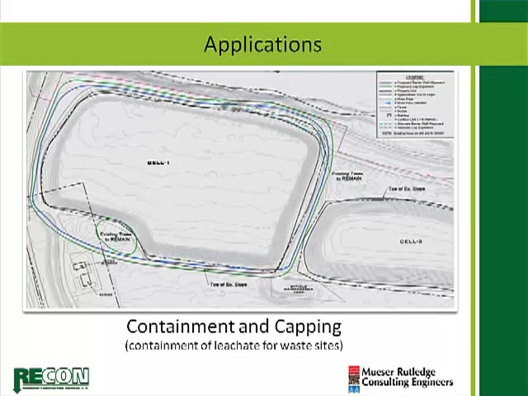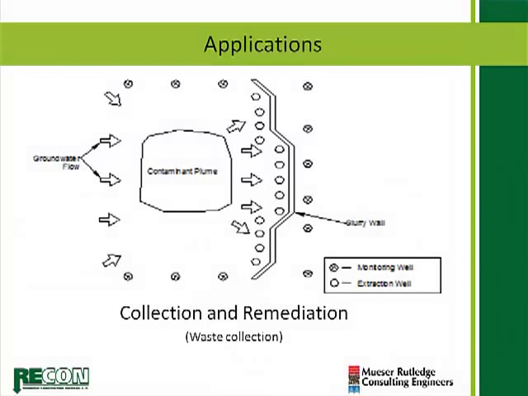The next application is collection and remediation. In collection and remediation, groundwater is allowed to percolate through a contaminant plume and the hydraulic barrier acts as a catchment. The waste leachate is then collected and pumped out by extraction wells, where it can be treated at the ground surface. In certain situations, the treated groundwater may be reintroduced into the contaminant plume, and the process continued over and over until sufficient contaminant is removed. This application is particular to the environmental industry.